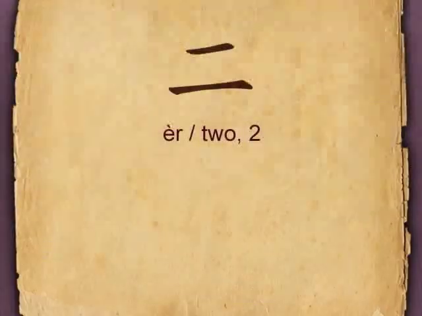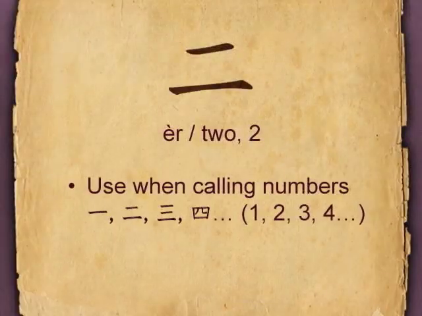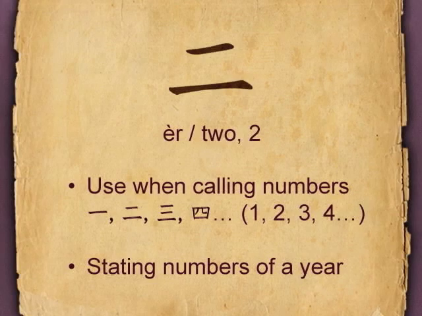In comparison to Chinese, the English language places question words like who, what, or how many at the beginning of a sentence. Now let's talk about liang. You know that er means two. Liang also means two, but they are used in different situations. Er is used when calling numbers, such as 一, 二, 三, or saying the numbers of a year.